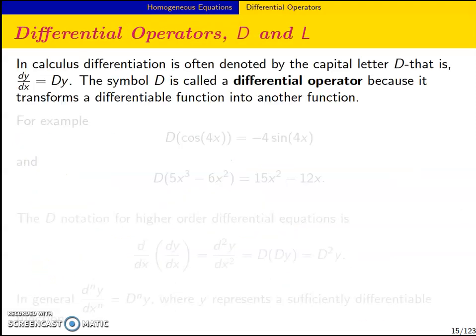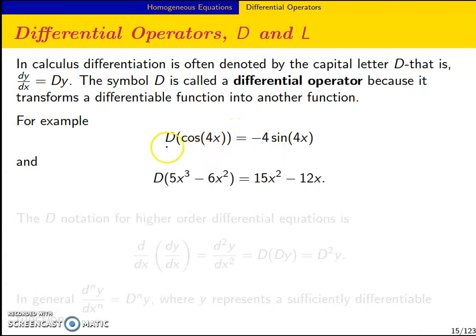Let's move on to the differential operators D and L. In calculus, differentiation is often denoted by the capital letter D. That is, dy/dx equals Dy. The symbol D is called the differential operator because it transforms a differentiable function into another function. So for instance, this one: what does it mean? It means you differentiate this. Differentiating this one will give you minus 4 sine 4x. The D is a differential operator, and it gives you the differentiation of this, which is 15x squared minus 12x.